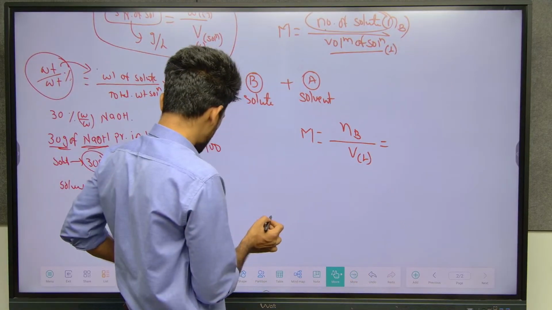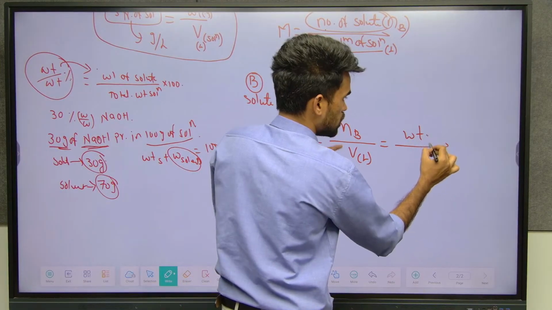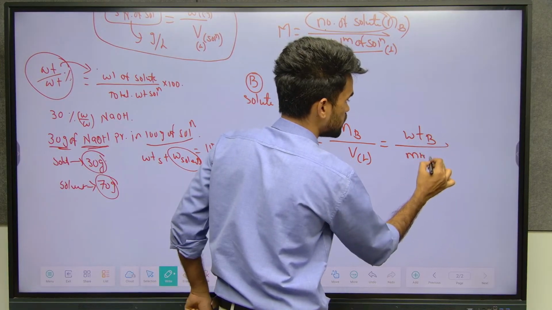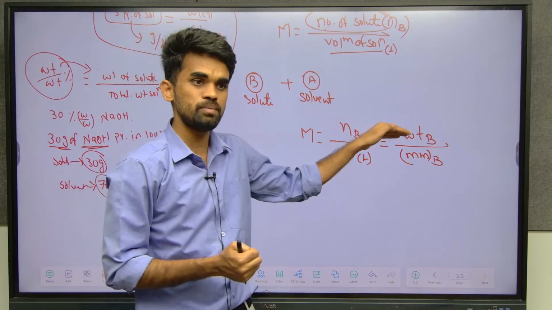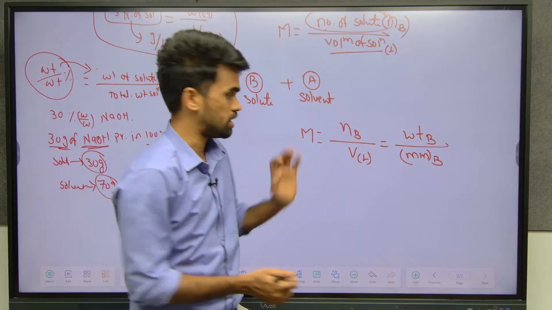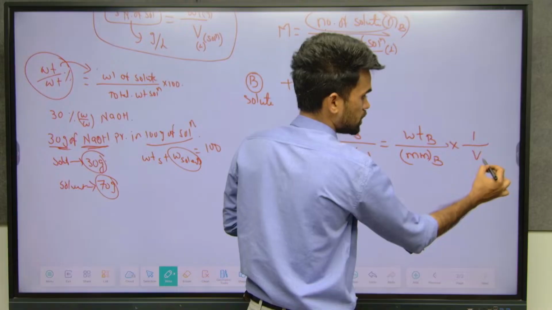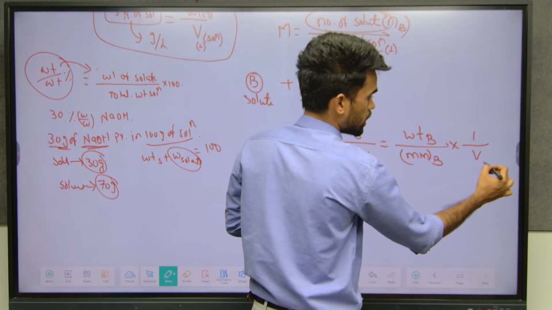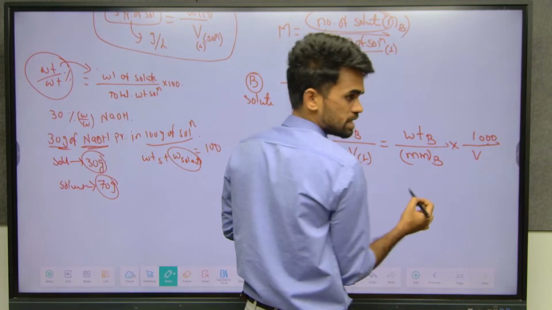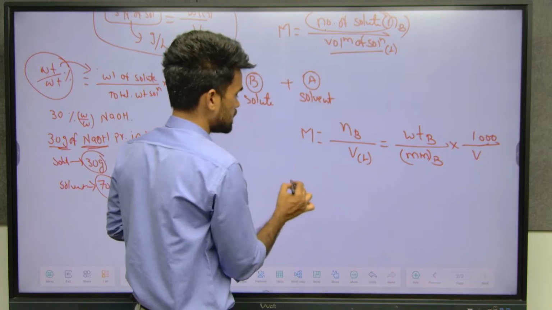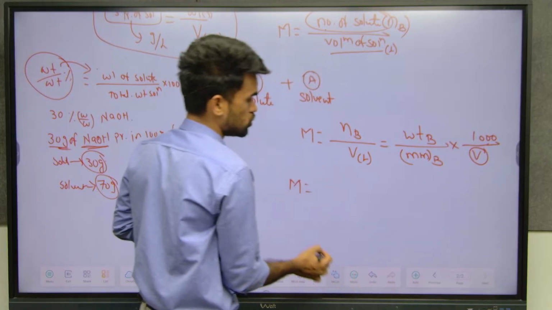Number of moles means weight of that solute by molar mass of that solute. Number of moles, what is the formula? Given weight by molar mass. Now I am writing that into 1 by V. V should be in liters. So if I am expressing in mL, here you should write 1000. Is this clear? The next thing is, what does V mean? Volume of solution.